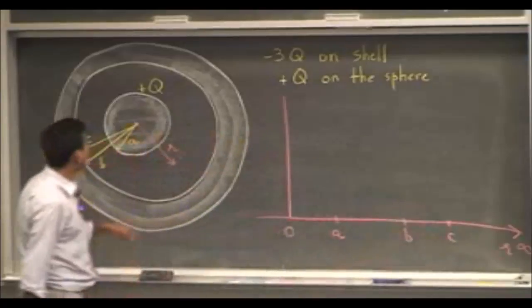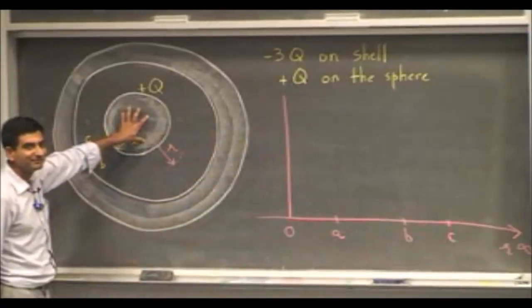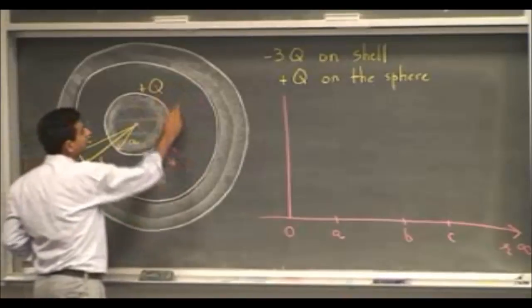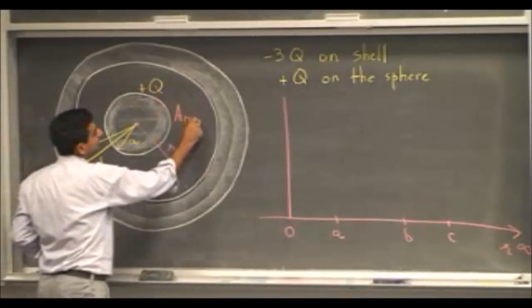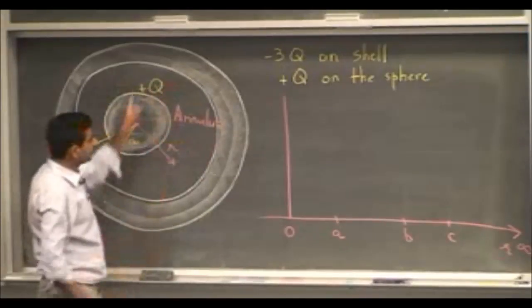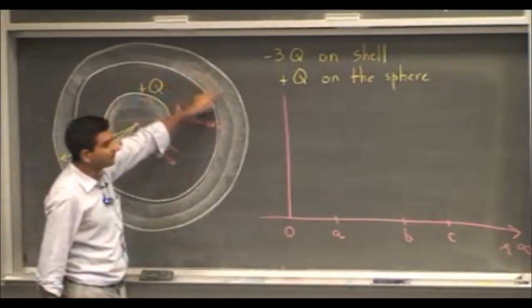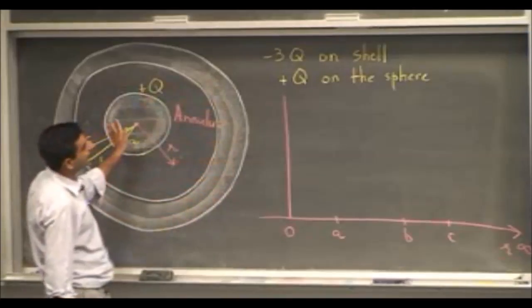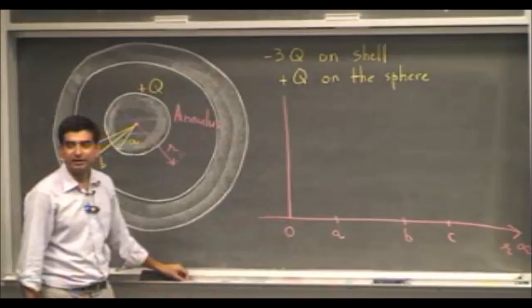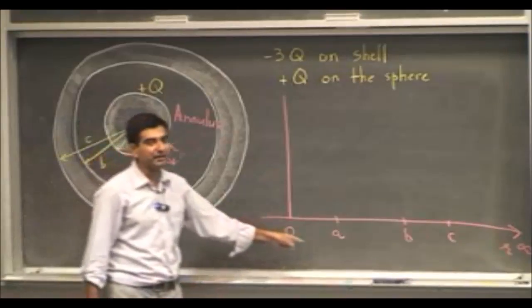So I want you to find the electric field in this region, the electric field in this annular region. Annulus means the space in between. In this annular region, the electric field in the outer shell and the electric field outside the outer shell. I give you 3-4 minutes to think about this. Can you make this plot for me?